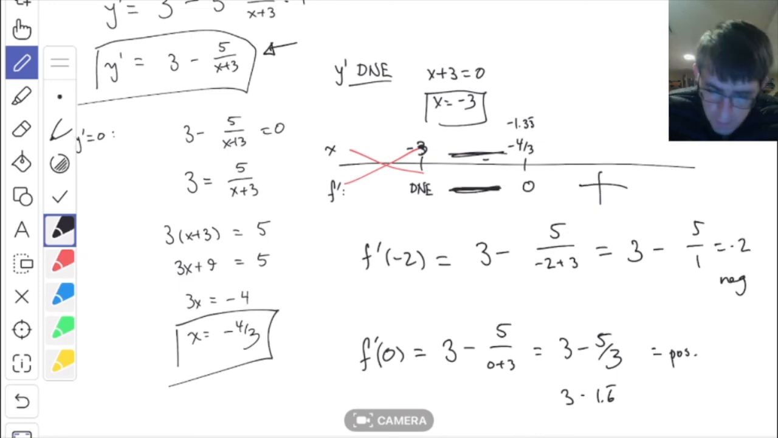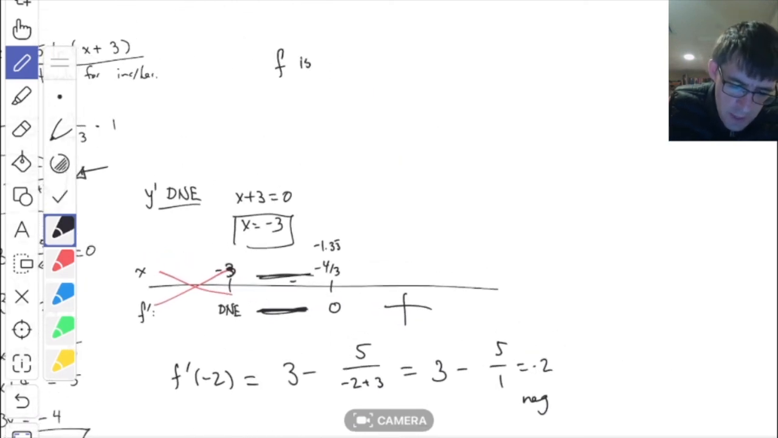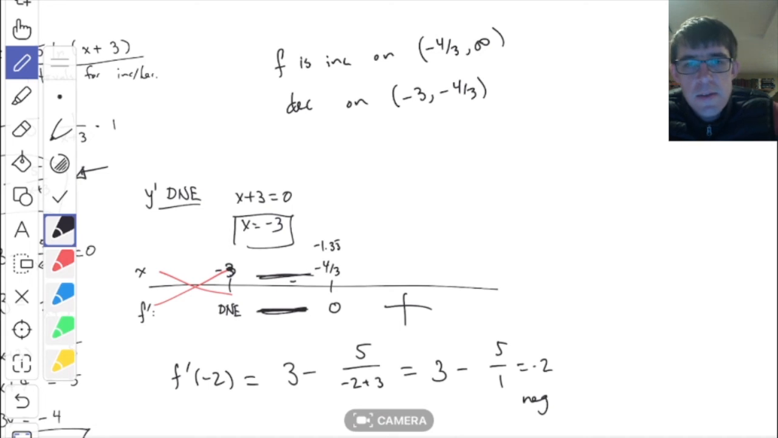All right, and now we're basically done. I can say that f is increasing where you see positive down there. So that's on the interval minus 4/3 to infinity. And it's decreasing on the interval minus 3 to minus 4/3. And I'm just not going to say anything about that other interval because that's outside the domain of the function. All right, that's a hard one.